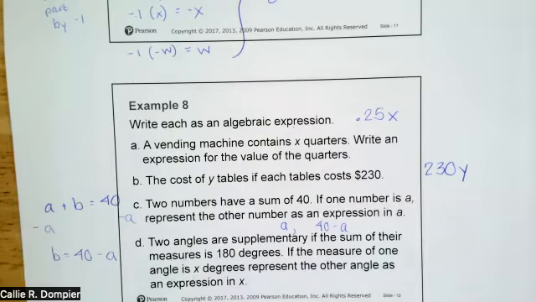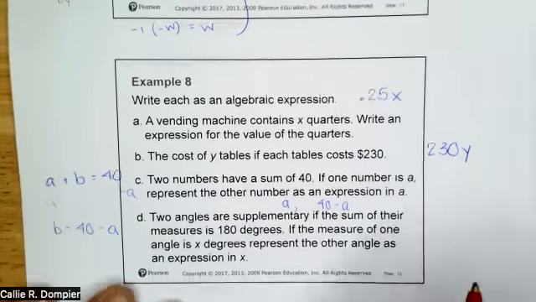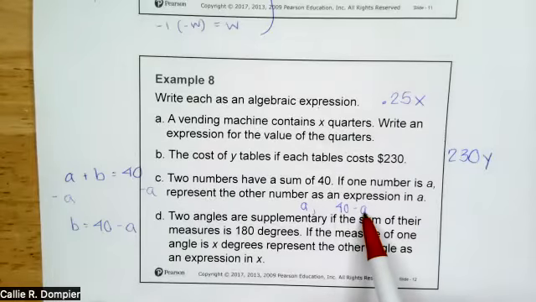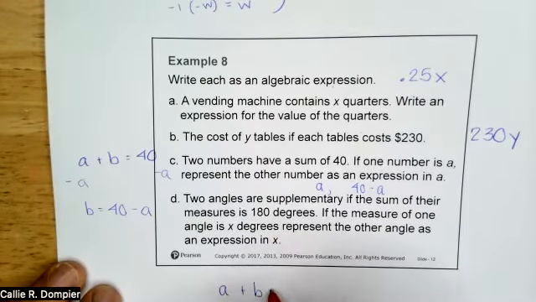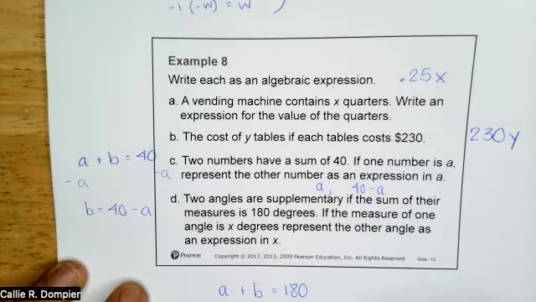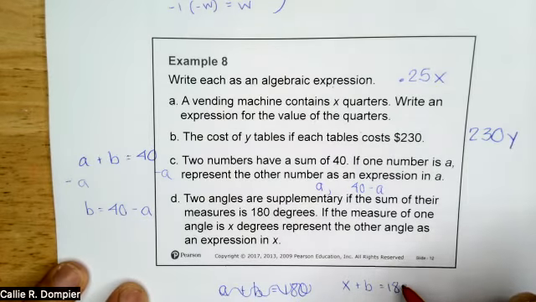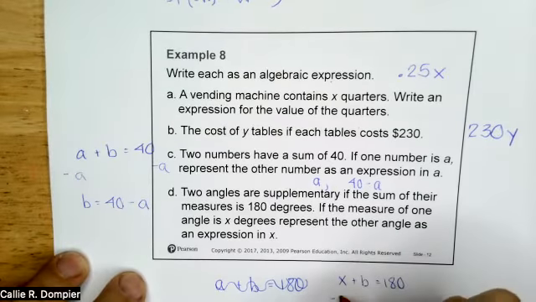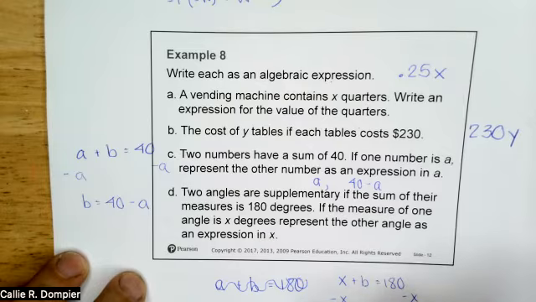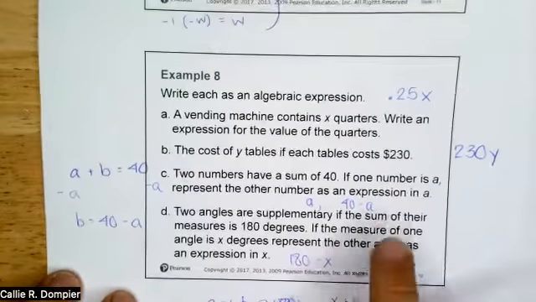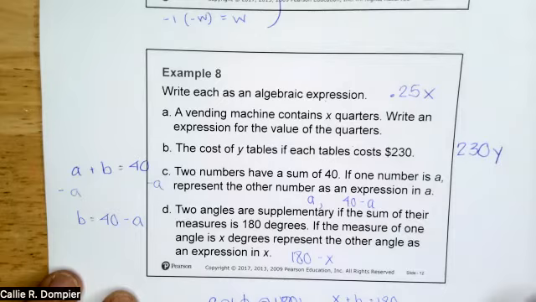Two angles are supplementary if the sum of their measures is 180. So don't worry, we're not doing any geometry in this class. If the measure of one angle is X degrees, represent the other angle as an expression in X. So this was an expression in A, 40 minus A. Here we have A plus B is 180 and represent it as an expression in X. X plus B is 180. So for an expression in X, we'll just subtract X from both sides. B is 180 minus X. Good. So the other angle is 180 minus X. The other number is 40 minus A. You are expressing it in terms of X.